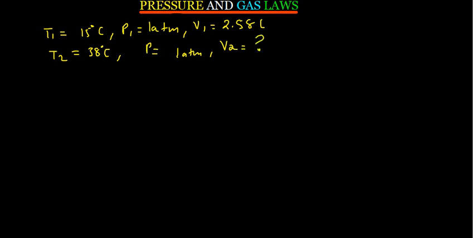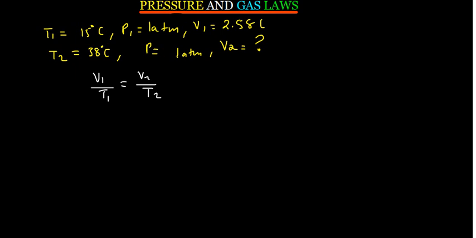From what we are able to see, pressure is constant. So we are talking about a gas law that relates volume with temperature where the pressure is constant. Which one is that? That is Charles' law. From Charles' law we know that V1 divided by T1 is equal to V2 divided by T2.